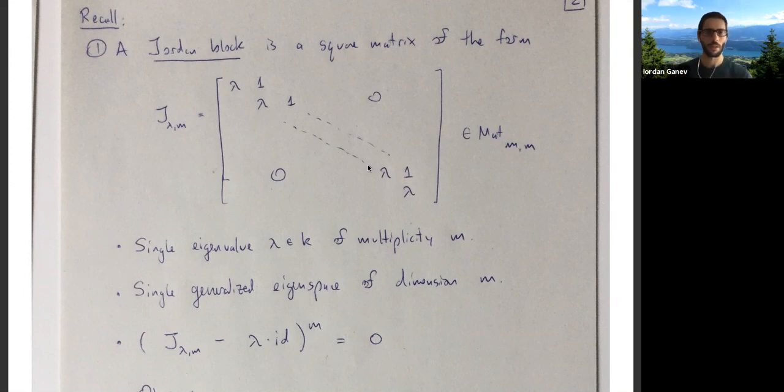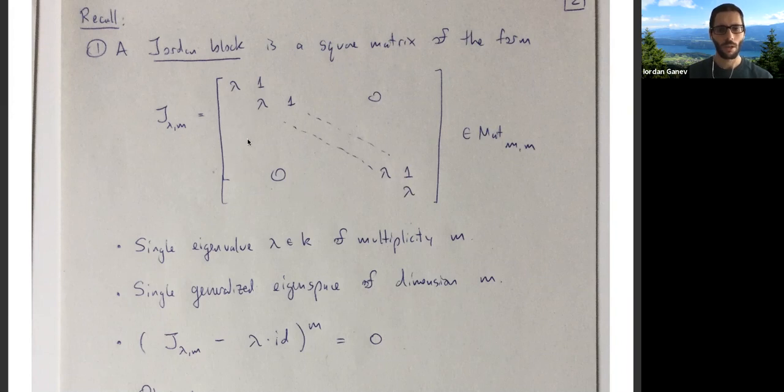Well, yeah, lambda could be 0, but lambda is just something in the field. And that's along the diagonal. Along the super diagonal, we just have ones, and we have zeros everywhere else. So this is a square matrix. So this matrix has a single eigenvalue, lambda, and it has a repeated eigenvalue, and it has multiplicity m. And it has a single generalized eigenspace, and it has dimension m.